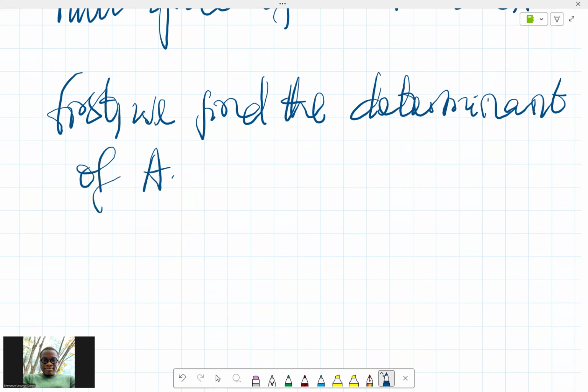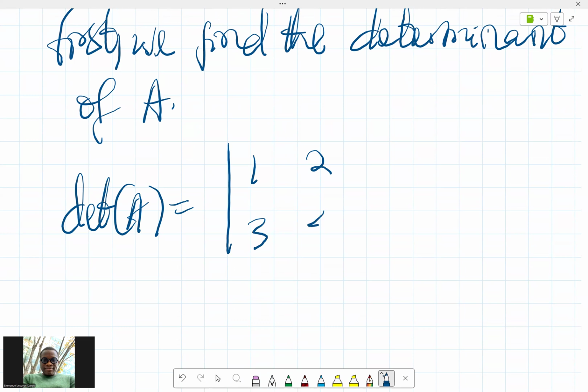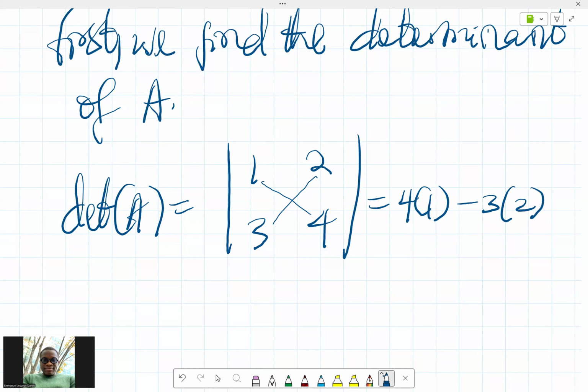So first, we find the determinant of A. That is the determinant of 1, 2, 3, 4, and that is 4 times 1 minus 3 times 2. That is 4 minus 6, and that is simply minus 2. So in this case, that's the determinant.